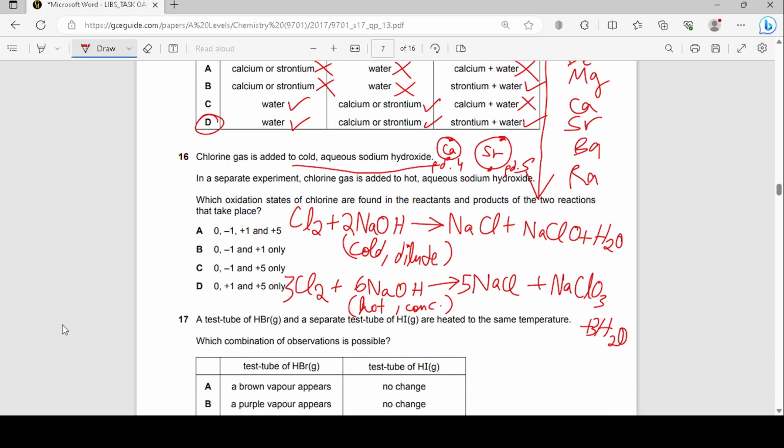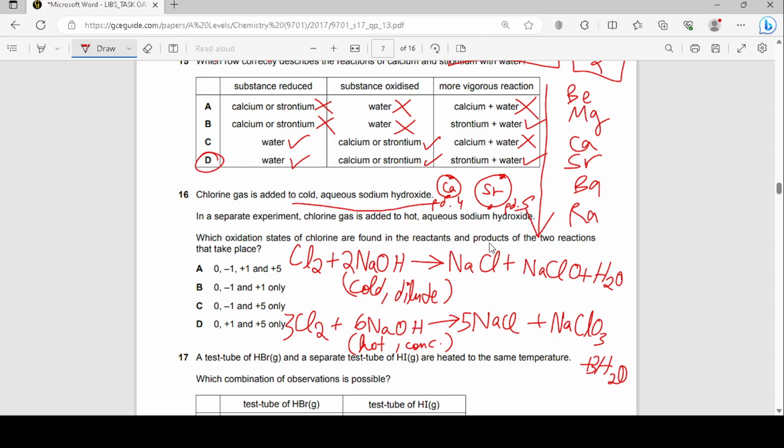Now, what oxidation states of chlorine are found in the reactants and products of the two reactions that take place? So obviously in Cl2, because that's the pure state of chlorine, the natural state, it's going to be 0. Elemental state, this is going to be 0. And then NaCl, so obviously it's Na+ and Cl-. So over here you're going to have -1 as the state of chlorine. Again, over here you have -1 because this is also NaCl.